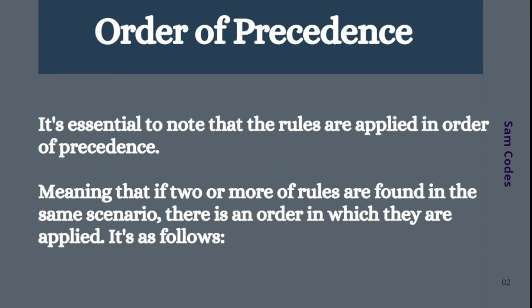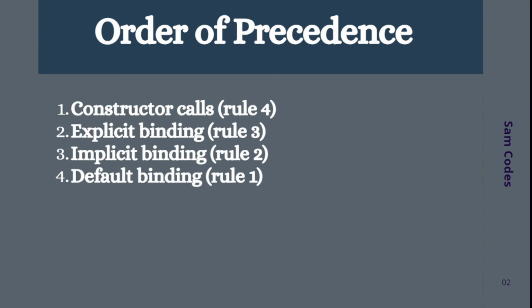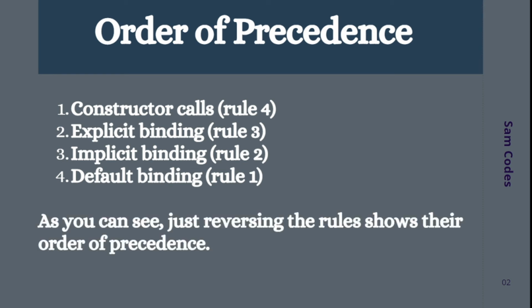Now let's talk about order of precedence, guys. It really matters here. It's essential to note that the rules are applied in order of precedence, meaning that if two or more of the rules are found in the same scenario, there is an order in which they are applied, and it is as follows. It is first constructor call, rule 4, then explicit binding, rule 3, then implicit binding, rule 2, and default binding, rule 1. And I hope you notice that just reversing the rules shows their order of precedence.